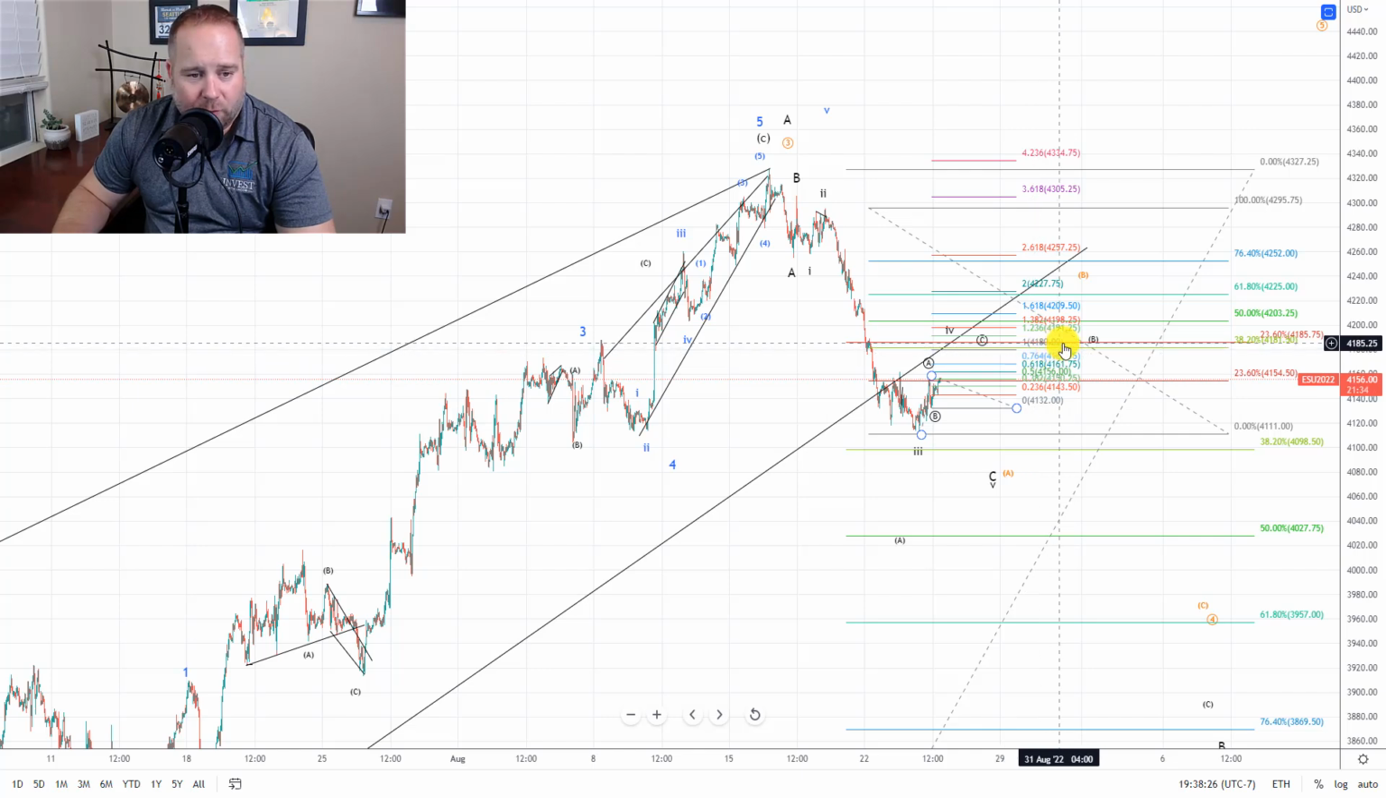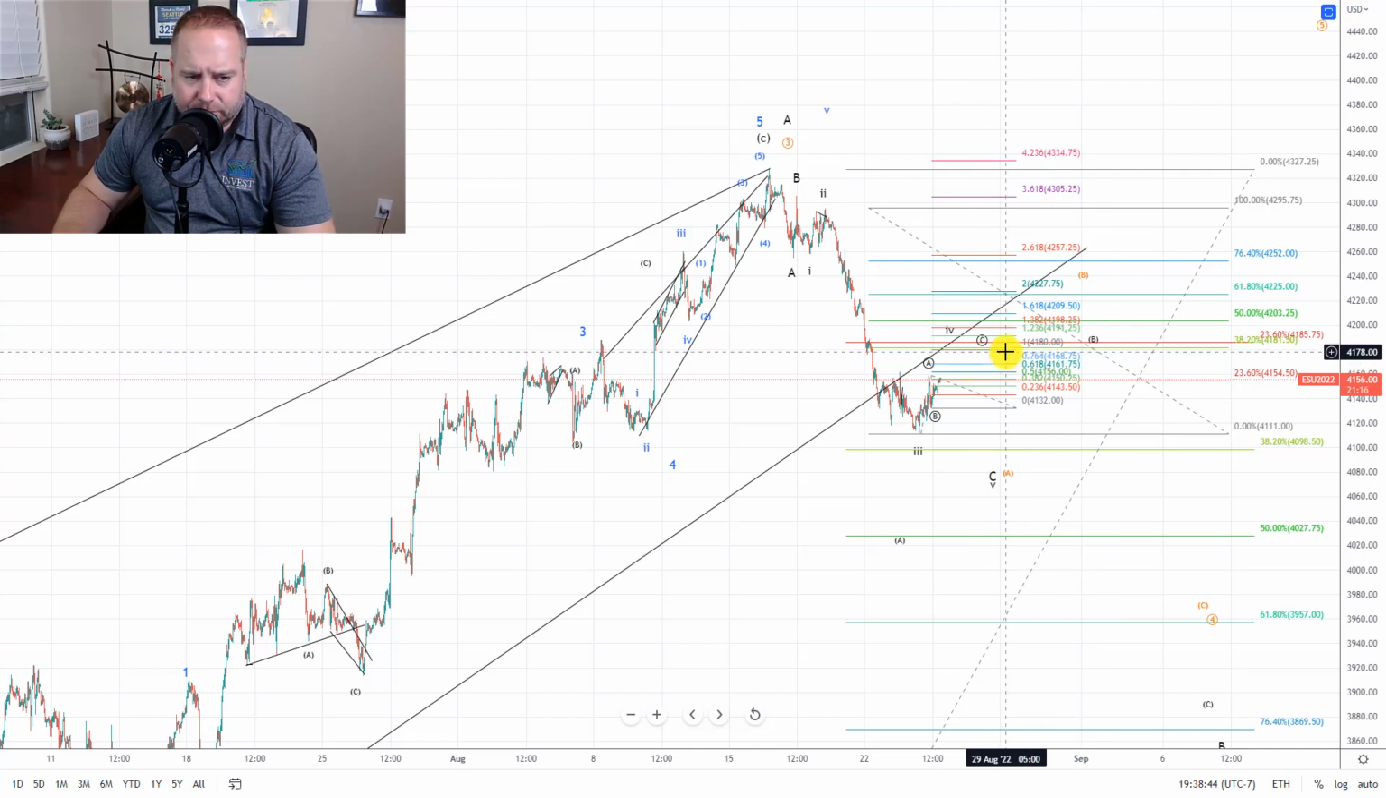So our target is 41.80, and once we get there, which, by the way, is also the 382 retrace at 41.8150, so it's really a perfect target for this wave 4, as wave 4s tend to retrace about the 382. So really a perfect target there, and once we get there, we would expect a wave 5 down.